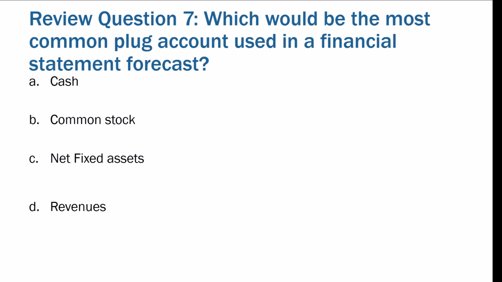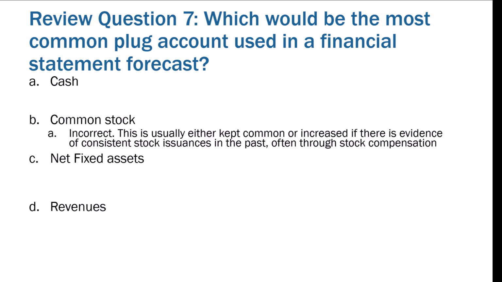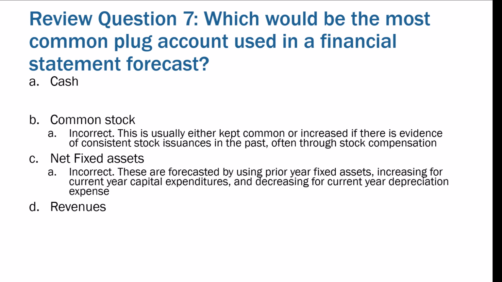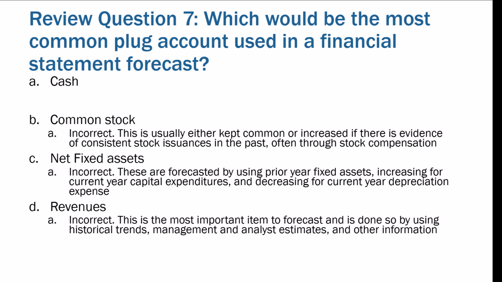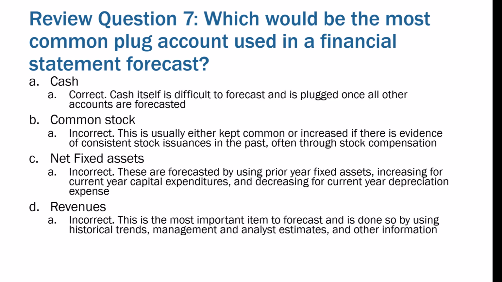And then this review question: which would be the most common plug account used in a financial statement forecast? We don't plug common stock. We will increase it if there's evidence that will happen, oftentimes through stock-based compensation. It's not net fixed assets. We forecast that by looking at capital expenditures and depreciation. It's not revenue. We forecast that with trends. It would be cash. We don't per se forecast cash. We plug cash to make the balance sheet equal. The next section we will get into is cash flows.